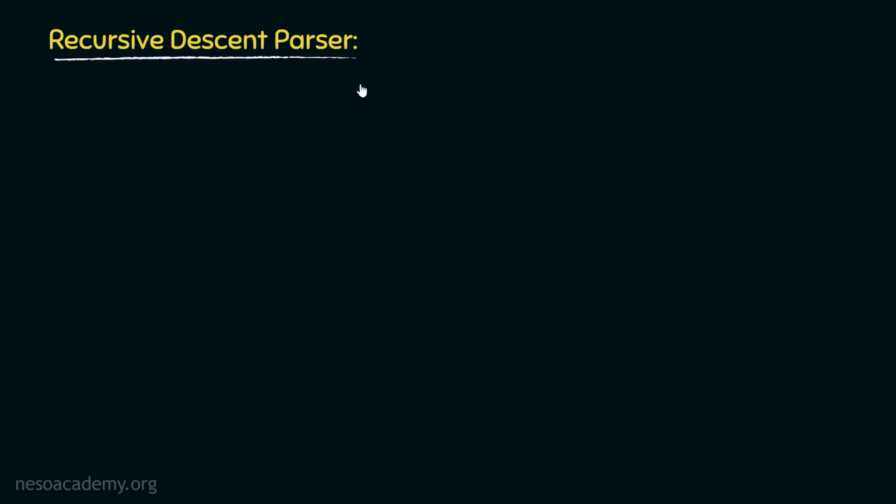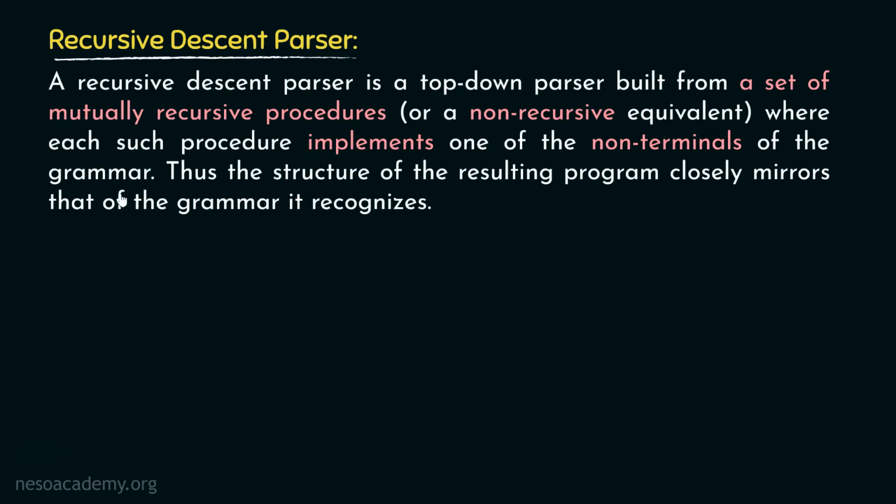The definition of the recursive descent parser is something like this. A recursive descent parser is a top-down parser built from a set of mutually recursive procedures or a non-recursive equivalent, where each such procedure implements one of the non-terminals of the grammar. Thus, the structure of the resulting program closely mirrors that of the grammar it recognizes. So basically, what we are trying to mean here is, a recursive descent parser is built from a set of mutually recursive procedures or a non-recursive equivalent.